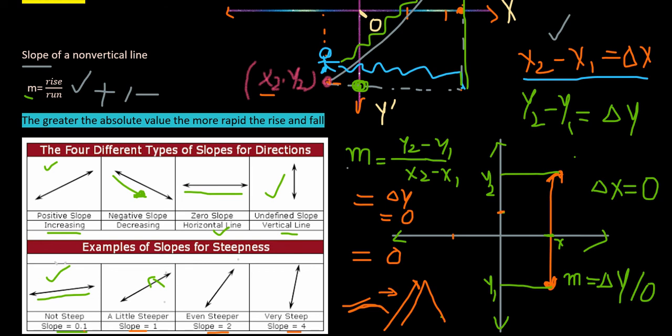The greater the absolute value, the more rapid the rise and fall. And in this figure, we say that it is a very steep object moving upward. Maybe it moves towards a downward direction, but it has a higher, steeper value than figure number 1.